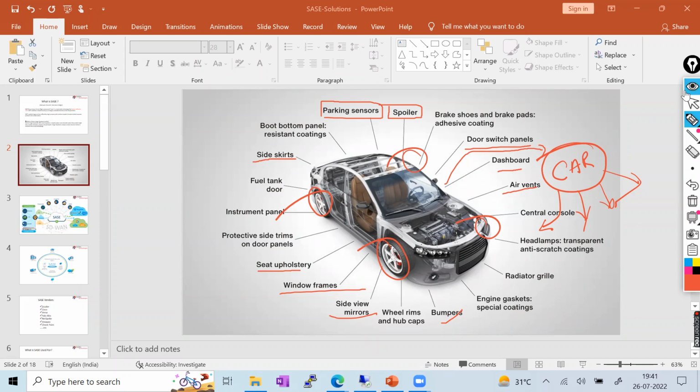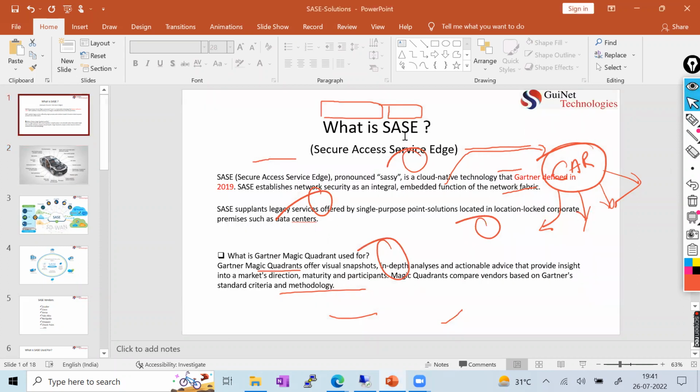Similarly, SASE is just a concept. It's not a product, right? It's a concept which Gartner defined based on a white paper and research: what does the market need? And based on this thought process, like with the car, different vendors available in the market design their own products.